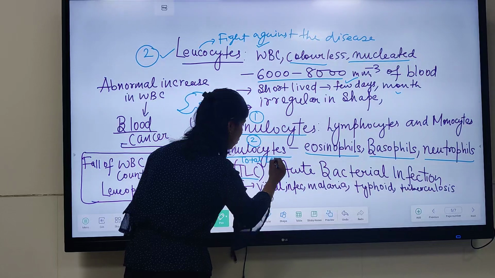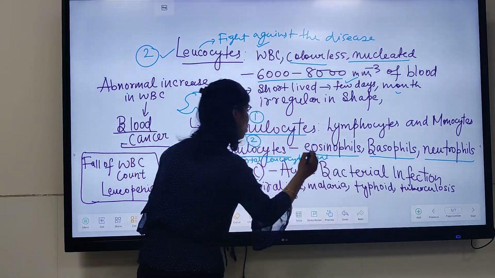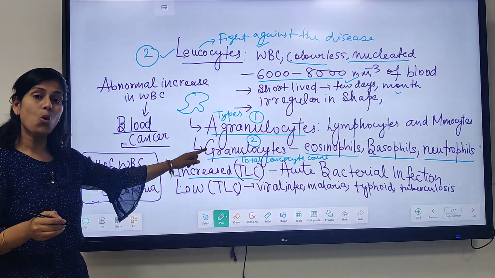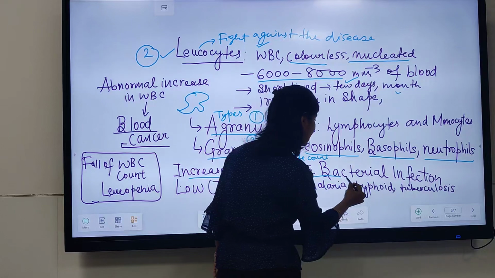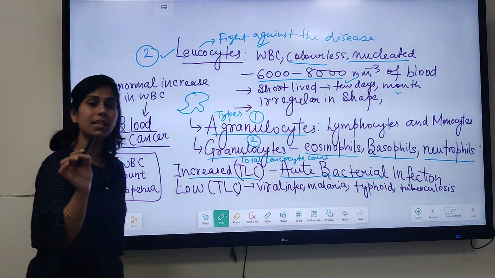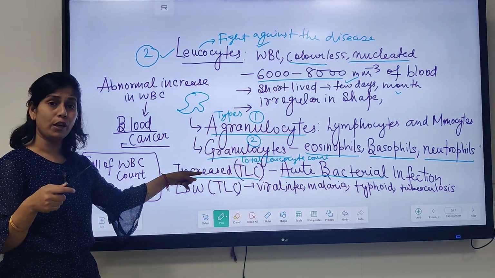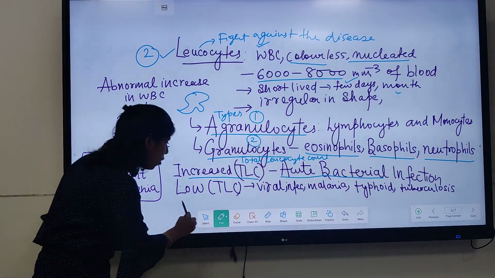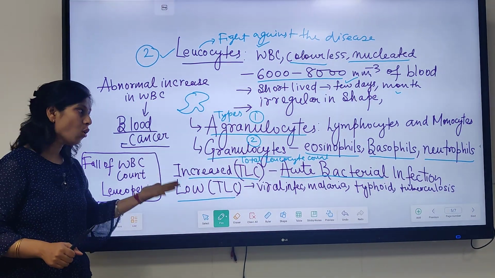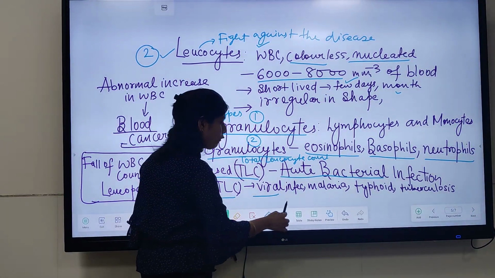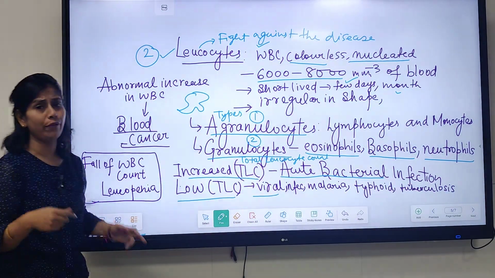Total leukocyte count, that is TNC. If there is a high TNC, you may suffer from an acute bacterial infection. If somebody is suffering from a bacterial infection and we go for the blood test, they will have a greatly increased TNC. Low TNC, that is, total leukocyte count getting low, the person may suffer from viral, malarial, typhoid or tuberculosis kind of diseases.